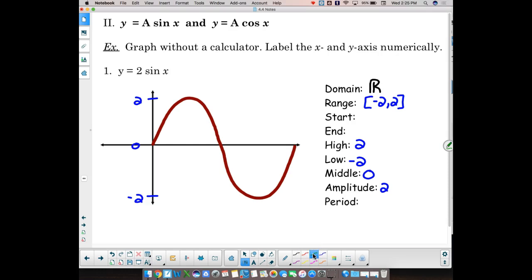The first lap of sine starts at 0, ends at 2 pi, because it has a period of 2 pi. So this would be 0, this would be 2 pi, halfway would be pi, halfway would be pi over 2, halfway 3 pi over 2.